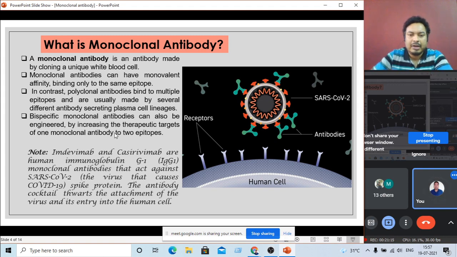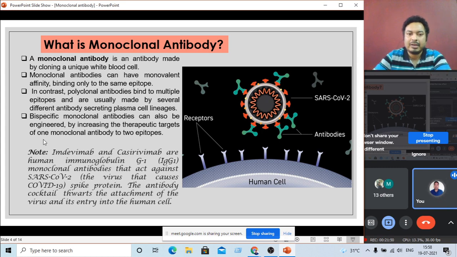Okay, now see another exception. This is called a bispecific monoclonal antibody. Sometimes we can also produce a bispecific monoclonal antibody. That means this antibody can recognize two different epitopes with the same monoclonal antibody. This is one type of exception. Basically, all monoclonal antibodies can recognize only one epitope.